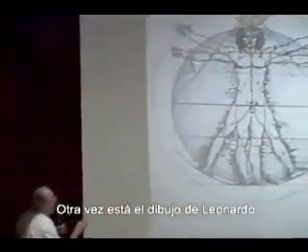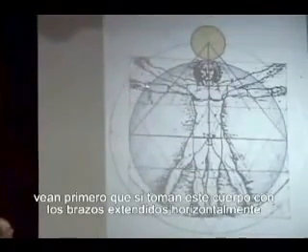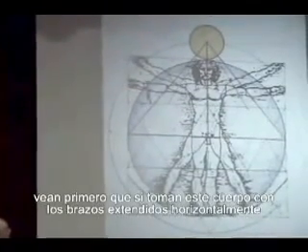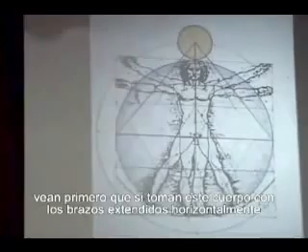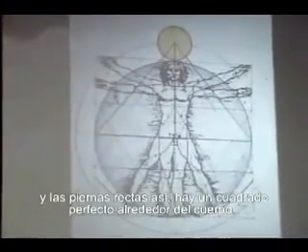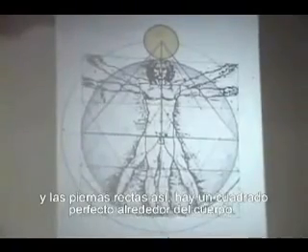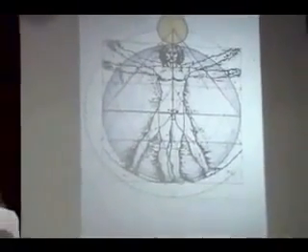Again, we have Leonardo's drawing. And the first thing I want you to notice is that if you take this body that he's drawn here with his arms out like that and his legs straight down, so you're like this, there's a perfect square that fits around your body. In other words, you are the height.